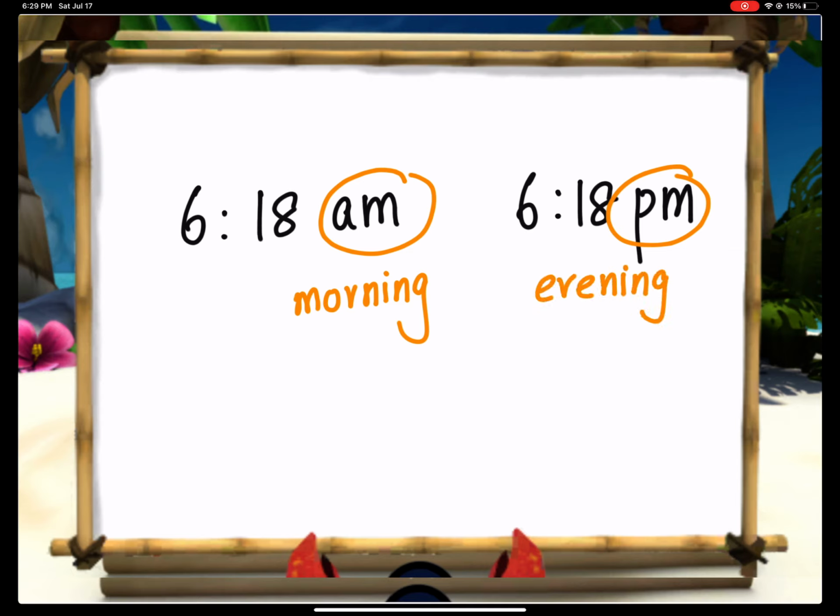Remember, a.m. comes in the morning, and then p.m. is evening time. Okay, 6:18 a.m. is in the morning, early morning, and then 6:18 p.m. is in the evening.